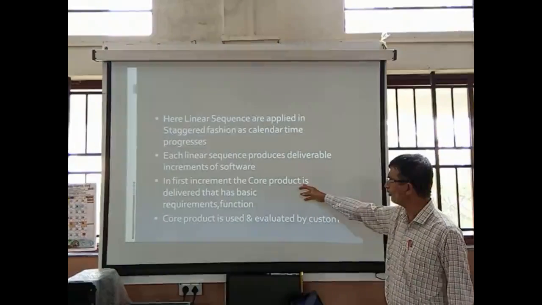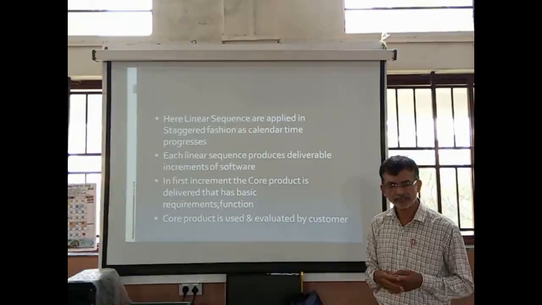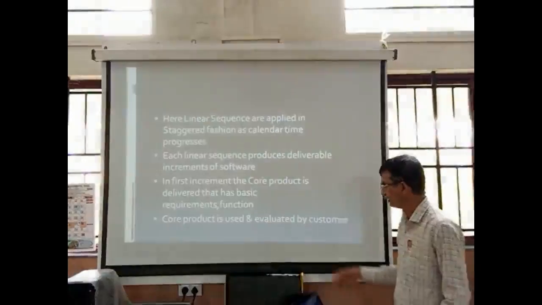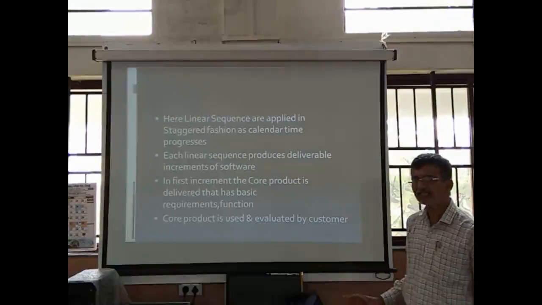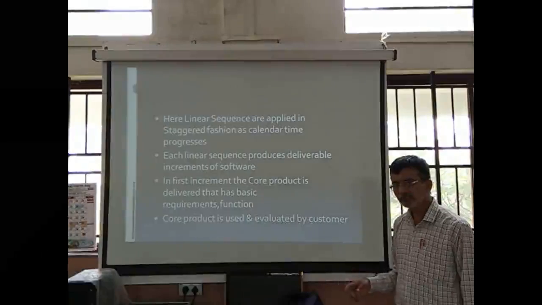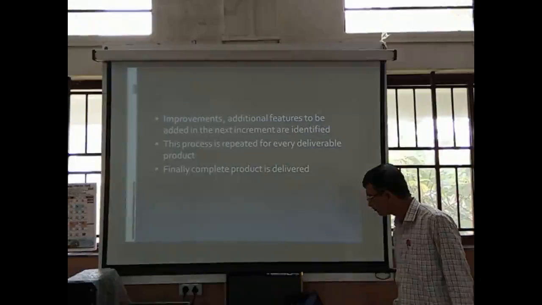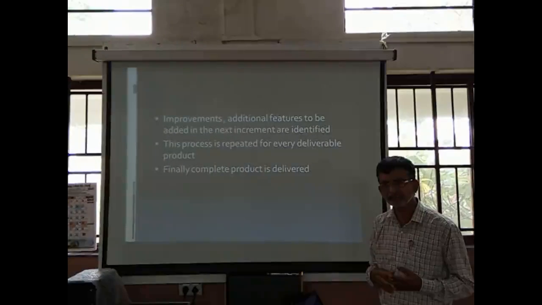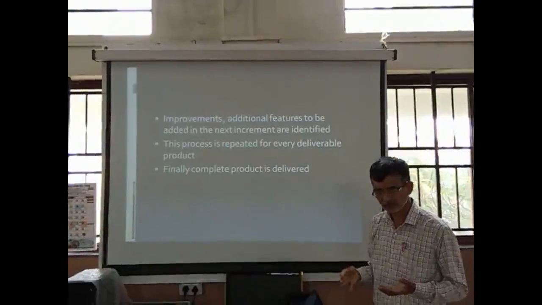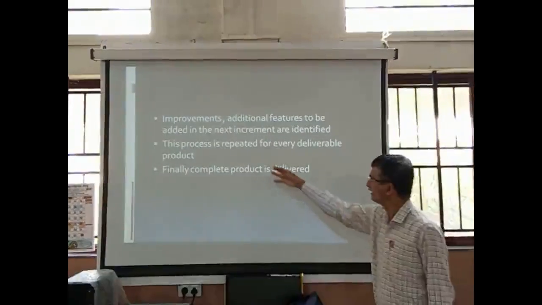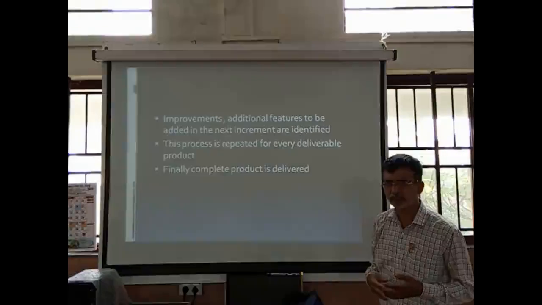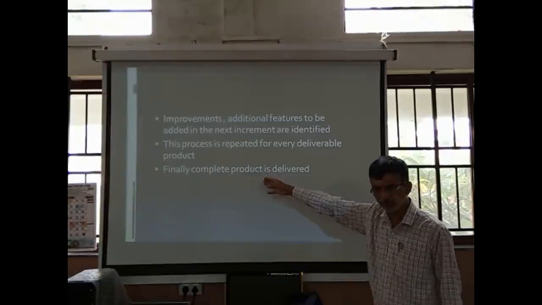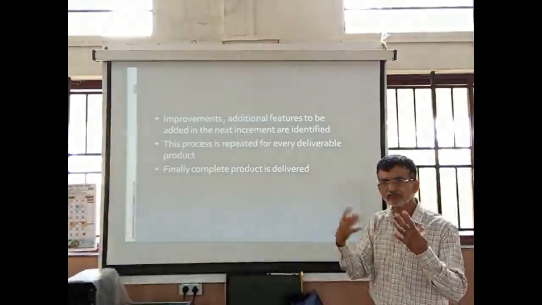In the first increment, the core product is delivered, which has the basic requirements and functions. The first model addresses the basic needs of the customer. The core product is used and evaluated by the customer, who gives feedback. Improvements and additional features are added in the next increment as the customer gives his evaluation or requirements. This process is repeated for every delivery of the product. Finally, a complete product is delivered. As in the diagram, the nth increment gives the final product, which has all the features and functionality.